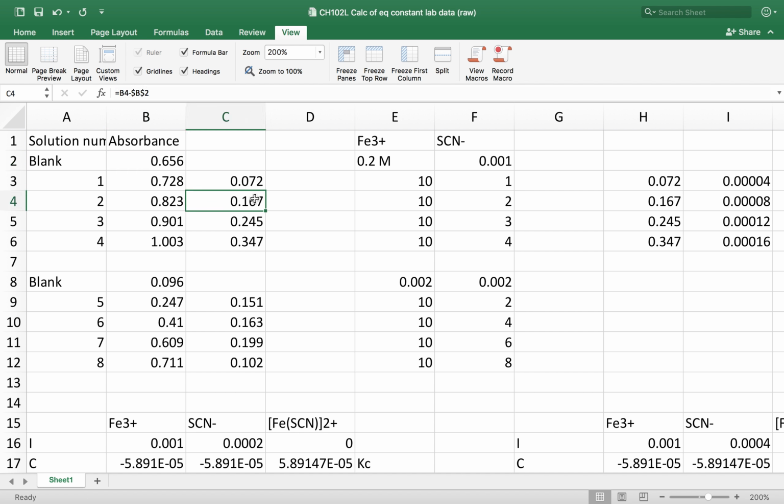Now I do the same thing for the one below that. I take this number and subtract the blank. For this one, I took this number and subtracted the blank. For this one, I took this number and subtracted the blank. So these are my values minus the blank.